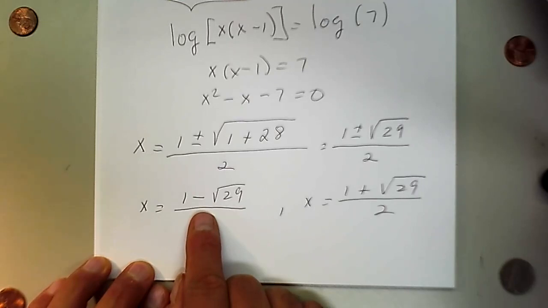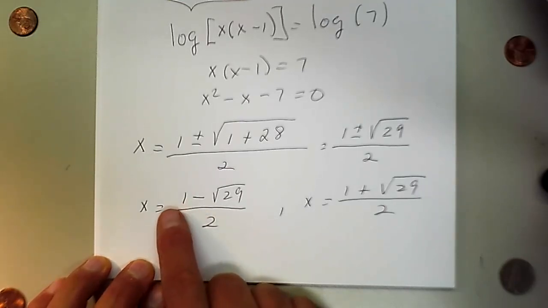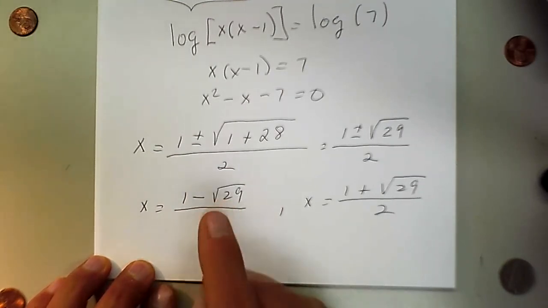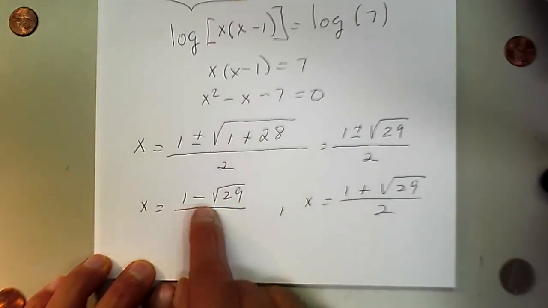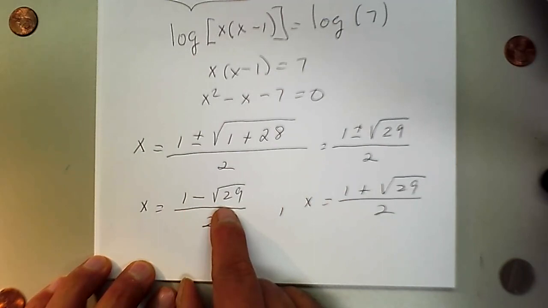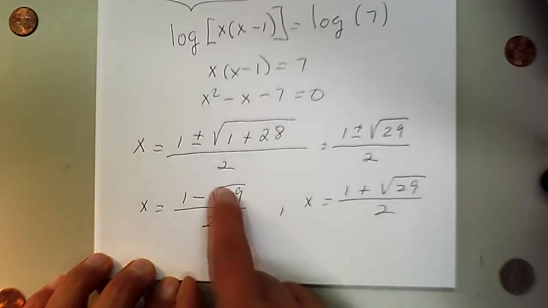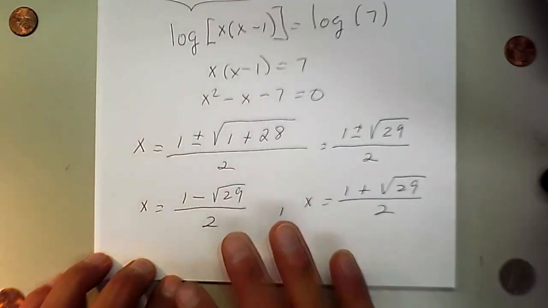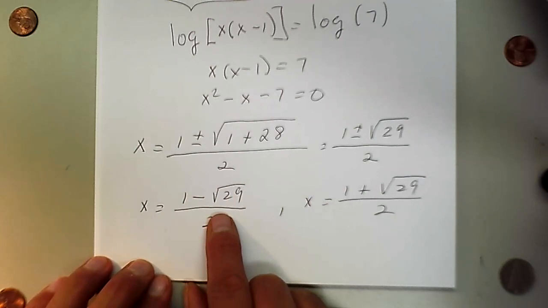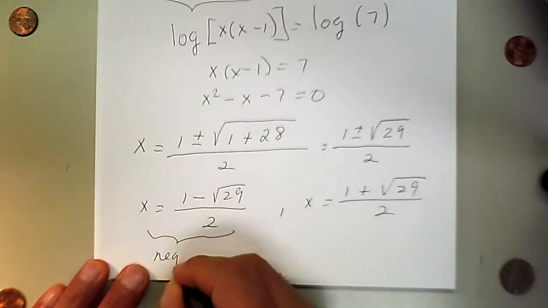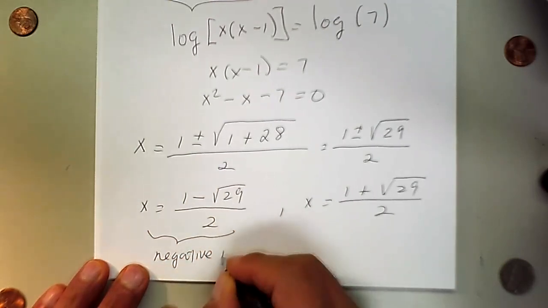We have to reject this answer. Why? Square root of 29 is 5 and change. 1 minus 5 and change is negative 4 and change. Divided by 2 is negative 2 and change. This is a negative number. Now, we're not going to reject this answer because it is negative. So first, let me record negative number.